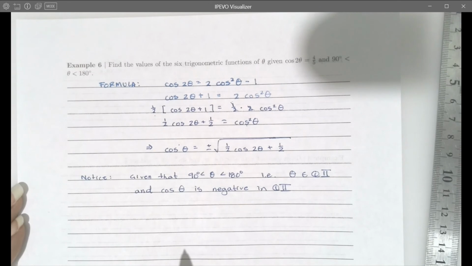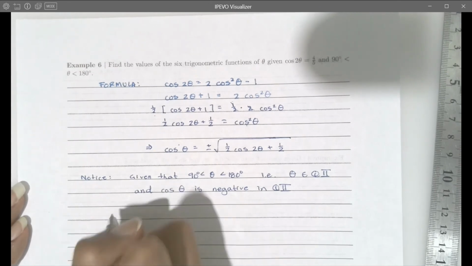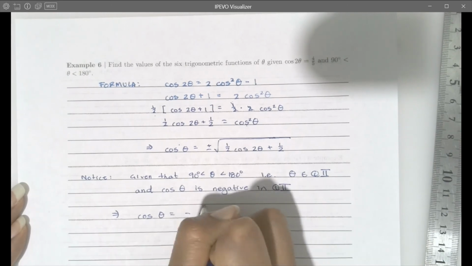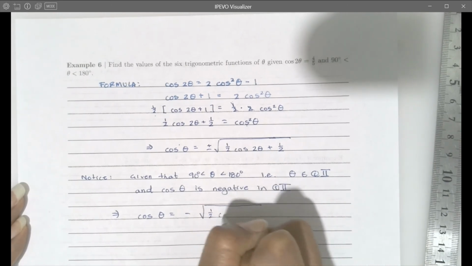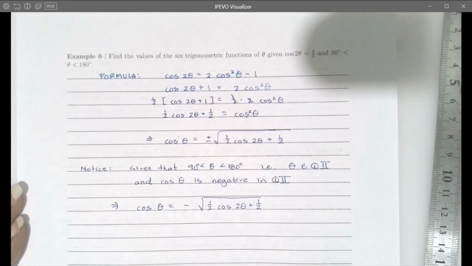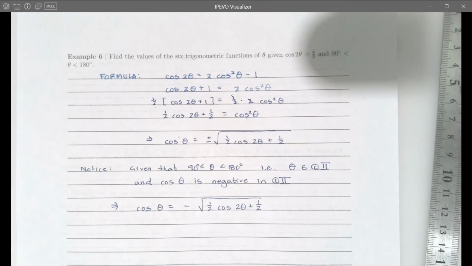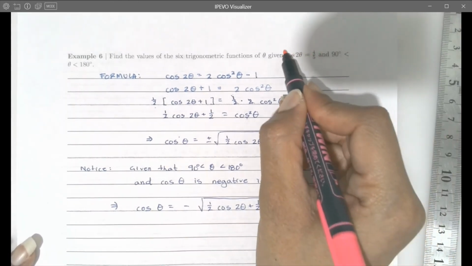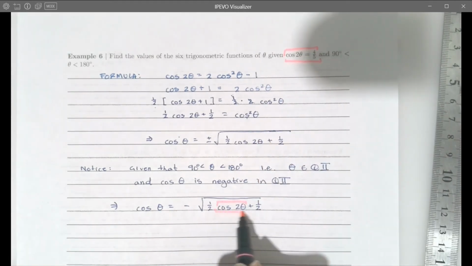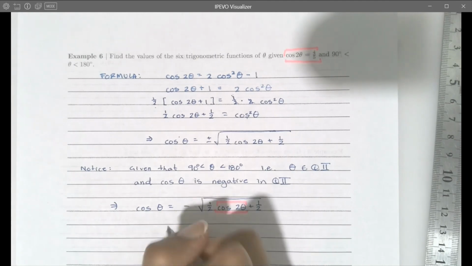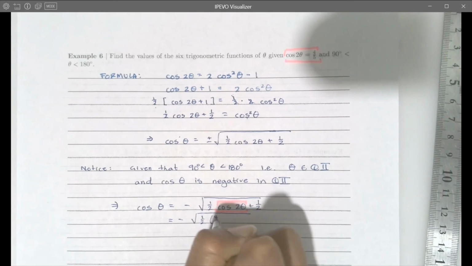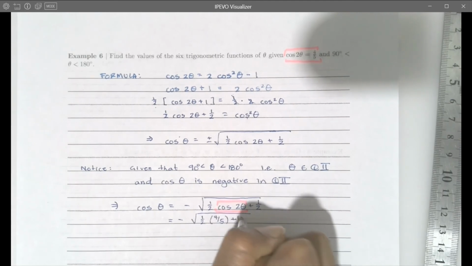So given that theta is in quadrant 2 and cosine theta is negative in quadrant 2, that means cosine theta will be negative square root of 1/2 cosine of 2 theta plus a half. And now we're ready to plug in the given information. So given that cosine 2 theta is 4/5, we'll replace that into here. And we're going to get negative square root of 1/2 times 4/5 plus 1/2.